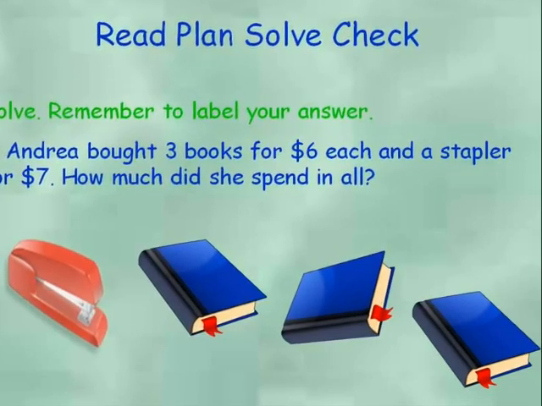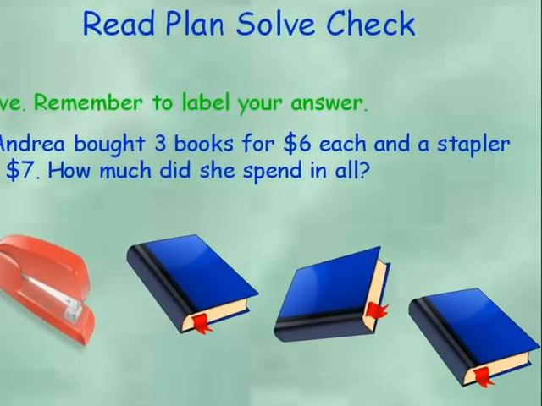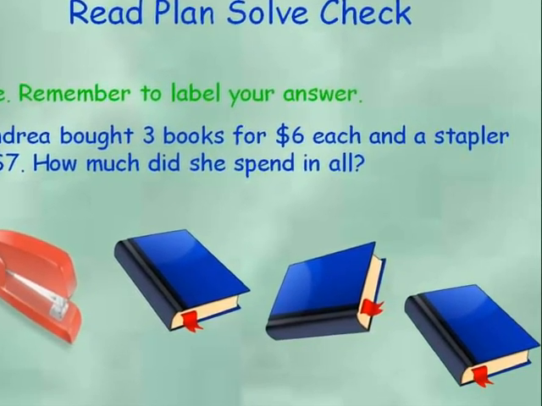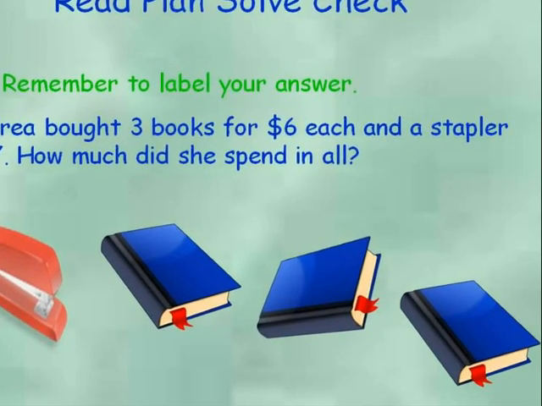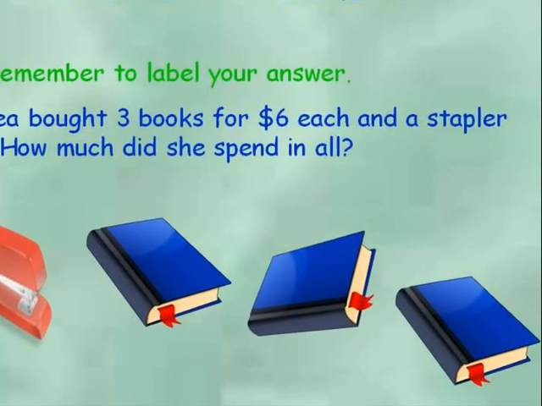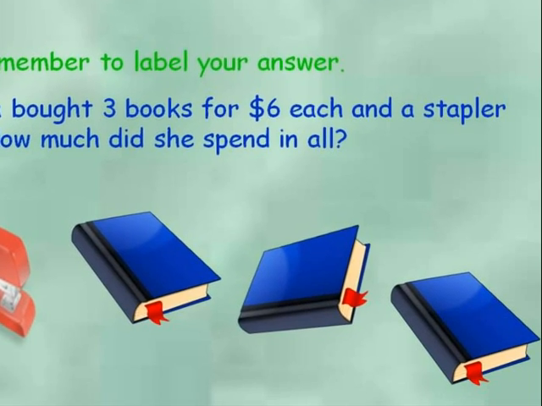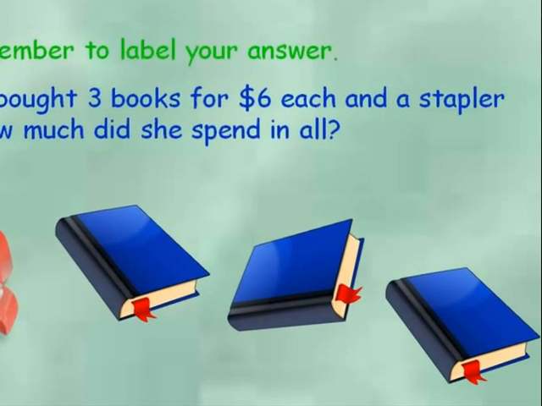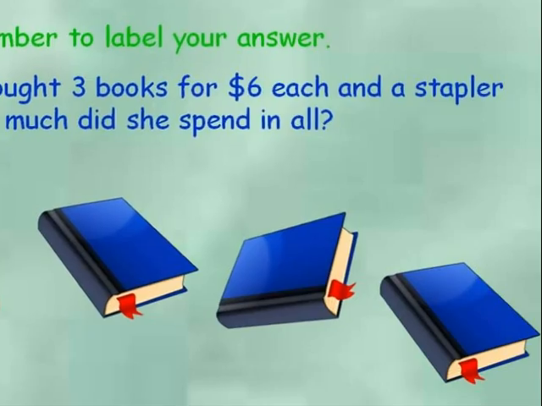I also try to use pictographs, as you see notated here for this problem. Andrea bought 3 books. You see 3 books there and a stapler. How much did she spend in all? Most of the students actually write the numbers right on the books and the stapler, for example, so that they can then complete the problem successfully.